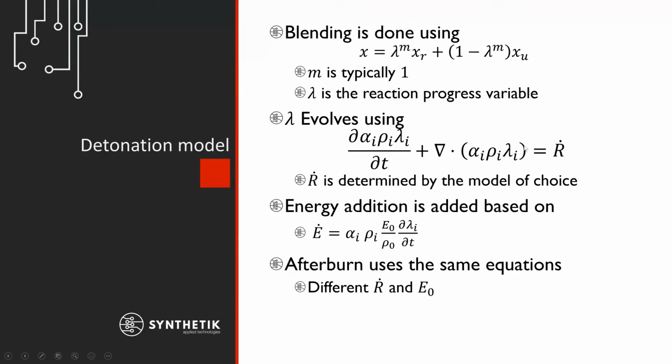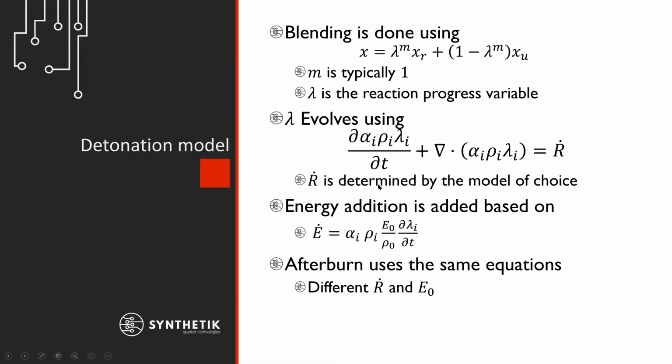So we have the mass-based transport of lambda equal to some reaction rate, where the reaction rate is determined by the model of choice. So for none, at the first time step, this is basically 1. And then after that, it's 0. For other ones, it takes a value between 0 and 1 times dt, I guess.